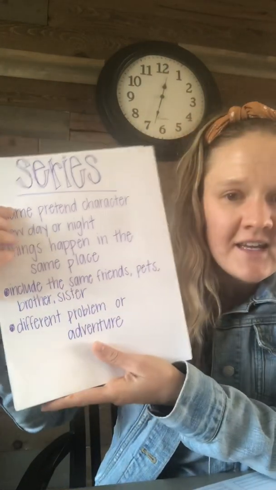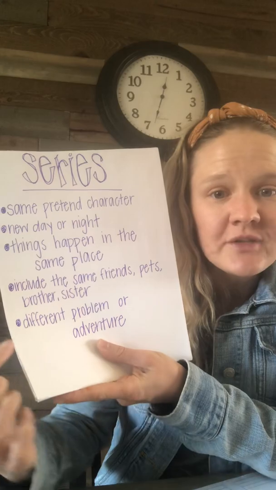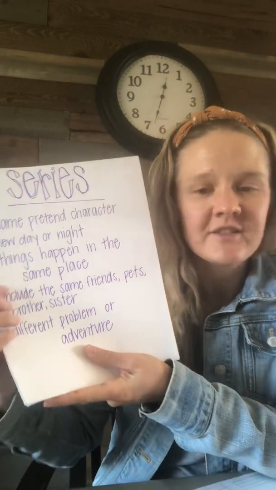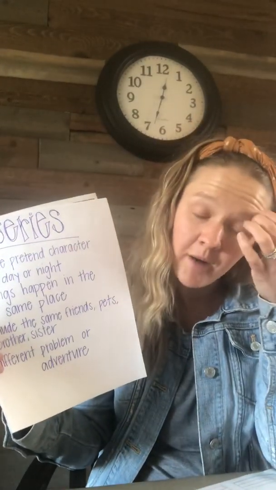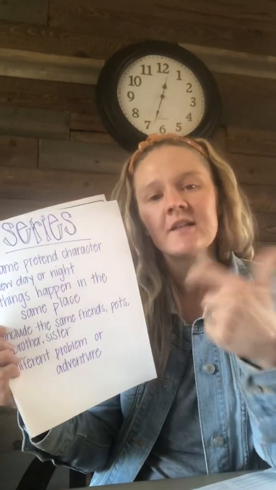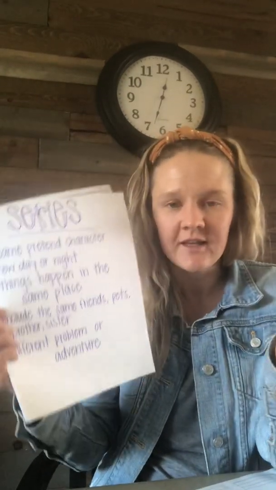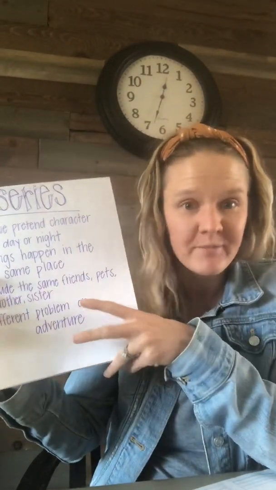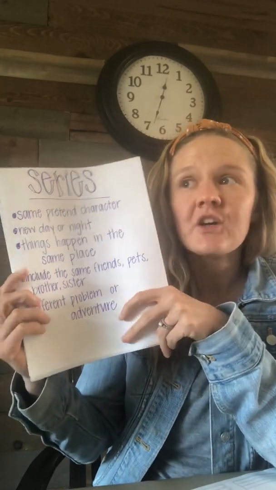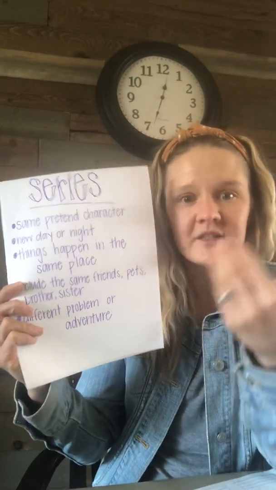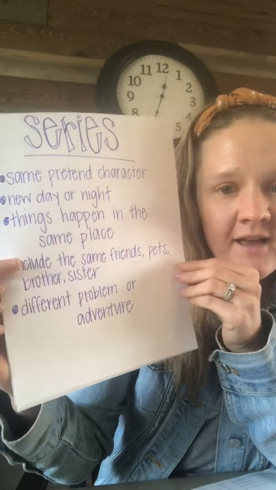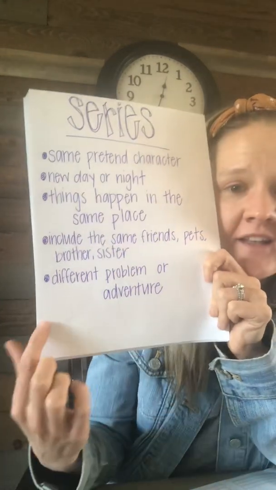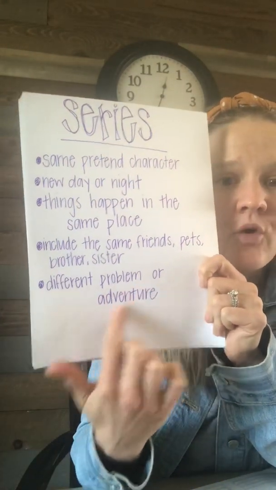Okay, oops, sorry guys. The next thing says include the same friends, pets, brothers, sisters. So just like I said how Barbara Parks did, Lucille, Grace, Ollie, all those characters are still in the stories every time, right? Grandpa Frank Miller. Good series writers use the same characters again and again. So the only thing that's different is we have a different problem or adventure.